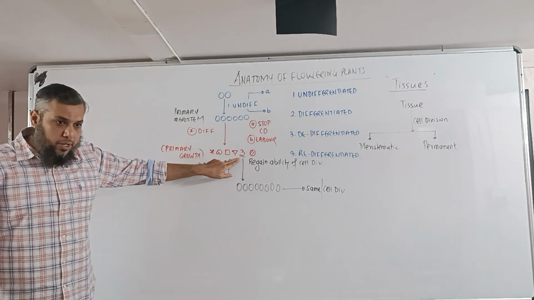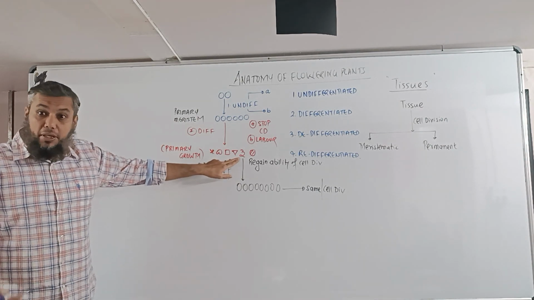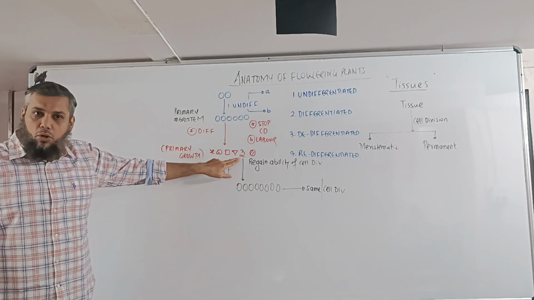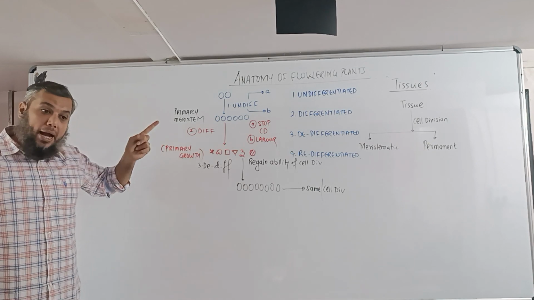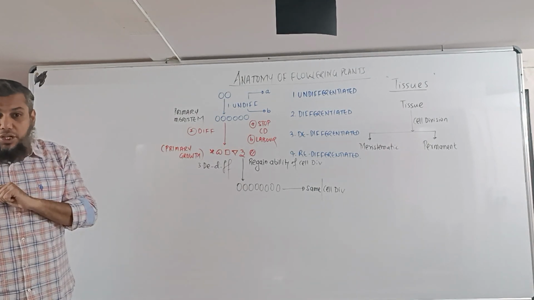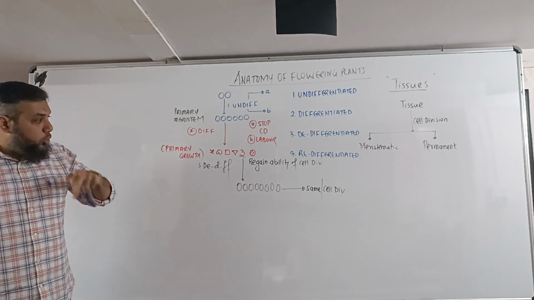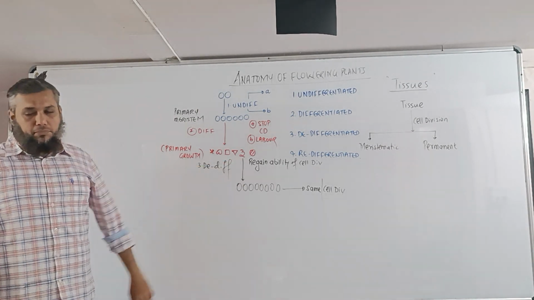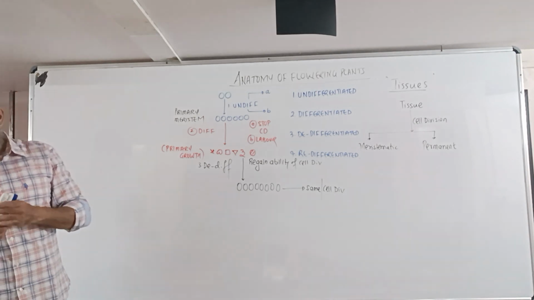So here the cells were different, but now they have regained the ability to undergo cell division. But can I say they have gone back to becoming undifferentiated? Do we use the word undifferentiated or de-differentiated? De-differentiated, because they already had taken up some work. I hope you are not getting confused.